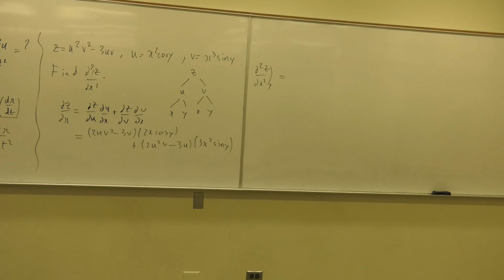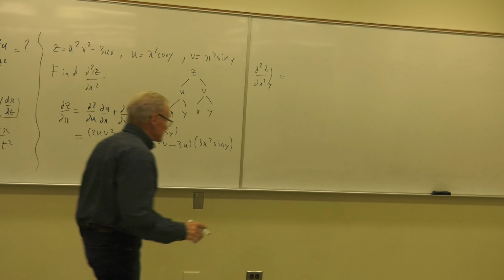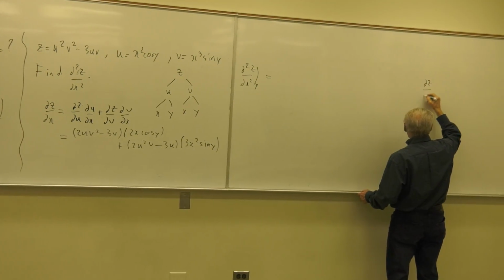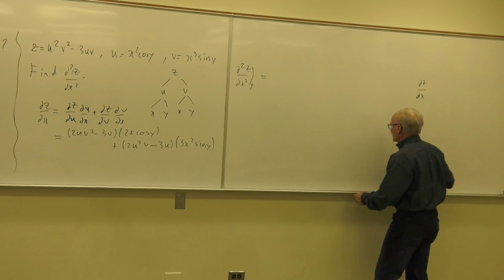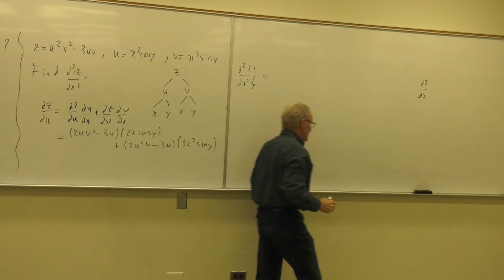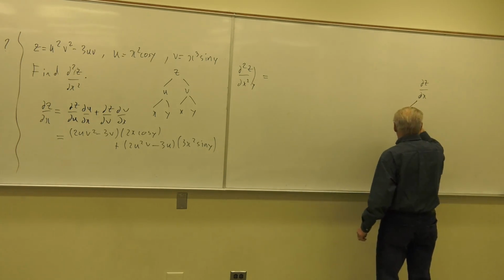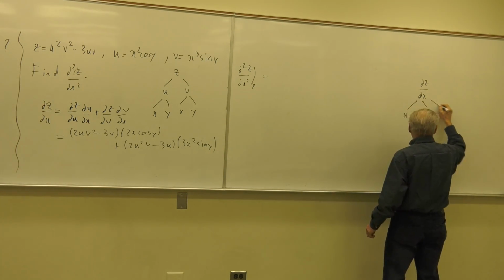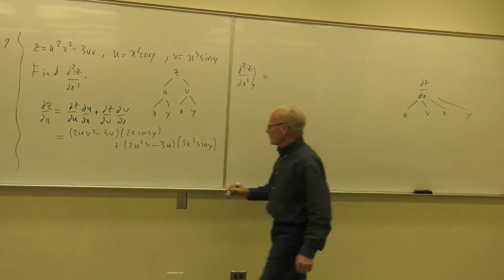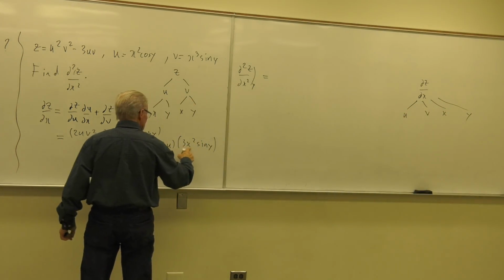Well, for purpose of differentiation, we always make a schematic. So let's make a schematic. At the top of the schematic is going to be ∂z/∂x. That's the thing we're differentiating. What do we see? We see u's. We see v's. We see x's. And we see y's. All of them are present: u's, v's, x's, and y's.